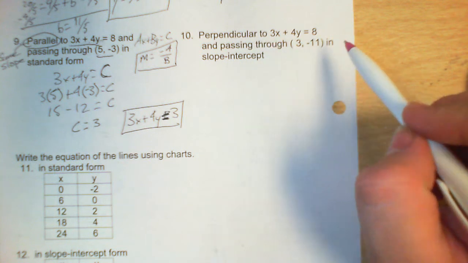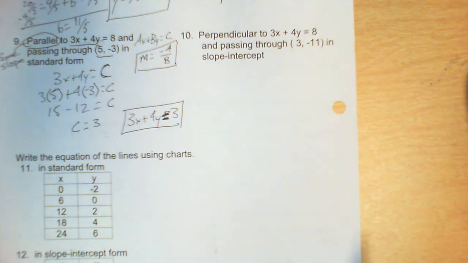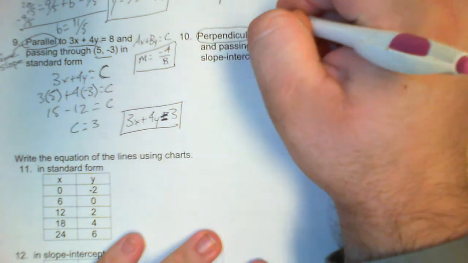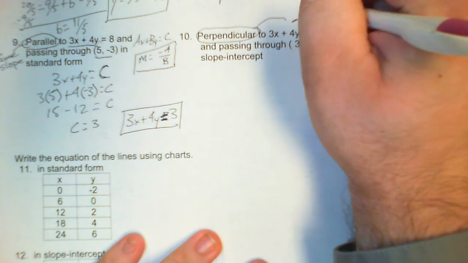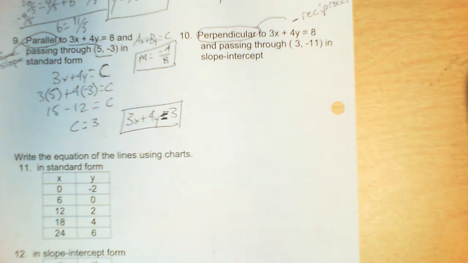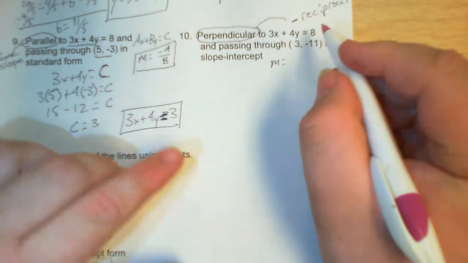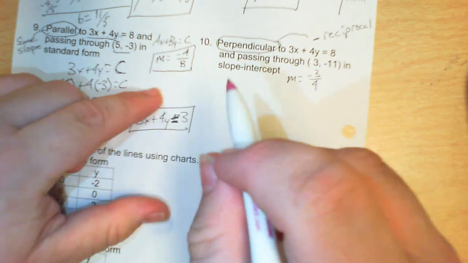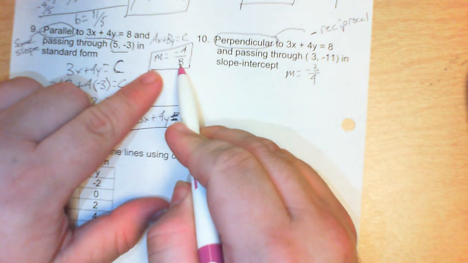3x plus 4y equals 8, a perpendicular slope is a negative reciprocal. Okay? So my slope here, m, is negative 3 over 4. Okay? Because I just taught you the little cheat that says opposite of a over b.